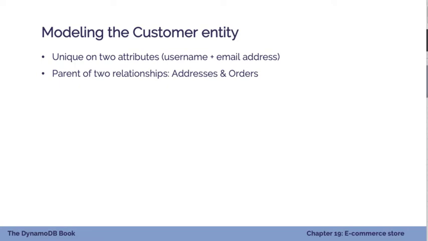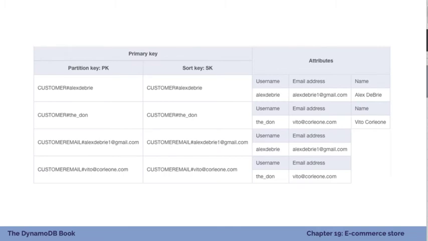And that means if you have uniqueness requirements on two attributes, you need to have two different items to represent that. So let's see what that looks like in our table. Here we've got two customers in our table, but you can see that there are 4 items. But basically what we have for each customer is an item that tracks the actual customer based on the username, and then also that tracks the customer email.